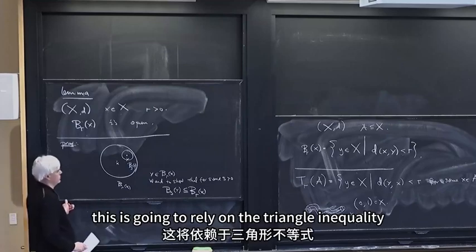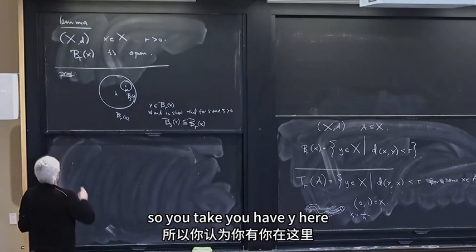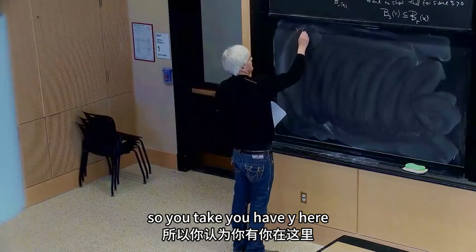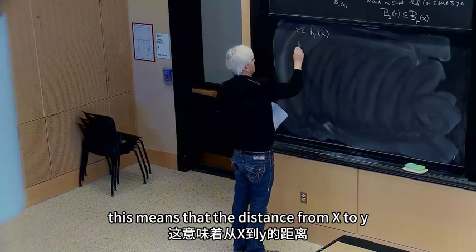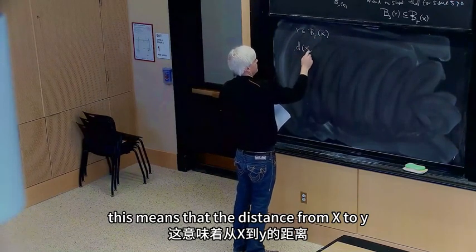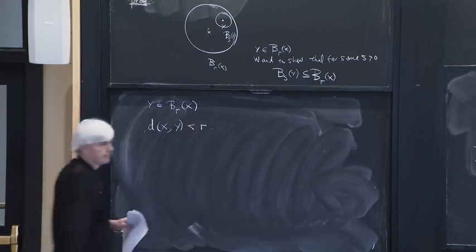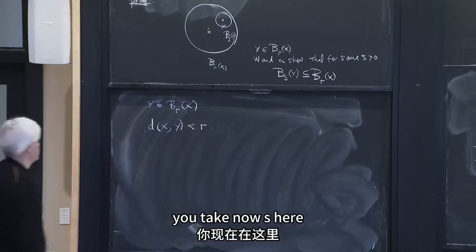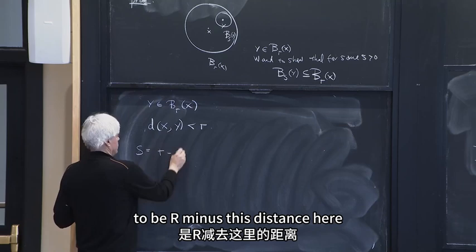And so again, this is going to rely on the triangle inequality. So you have Y here. Y was supposed to be in this ball here. This means that the distance from X to Y is strictly less than R, right? You now take S here to be R minus this distance.